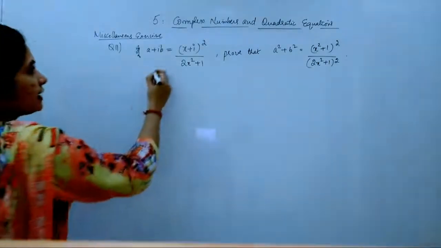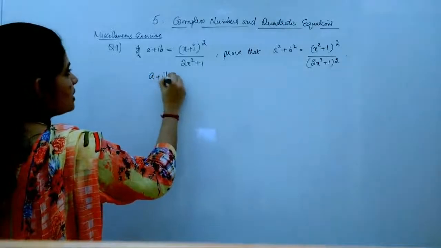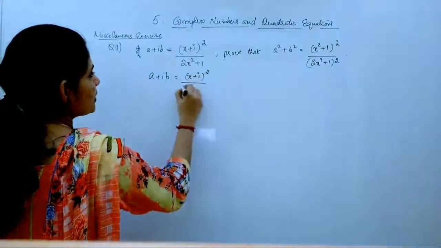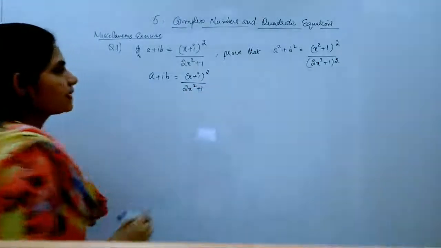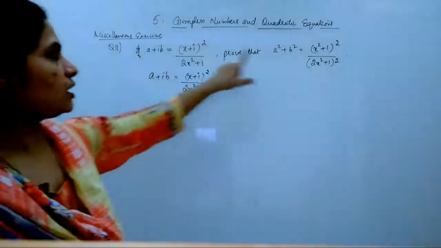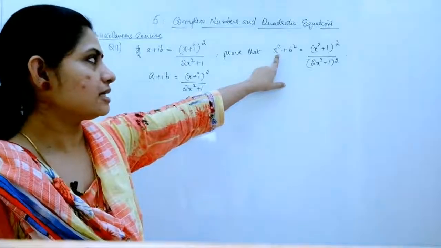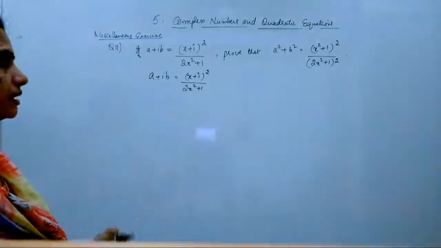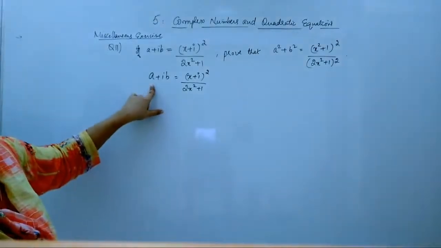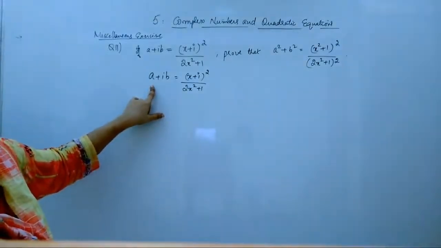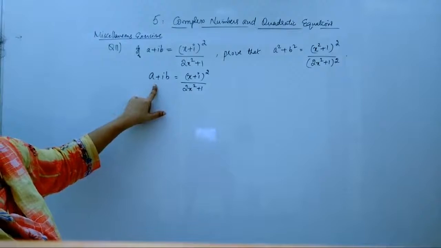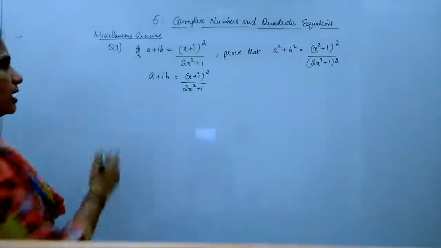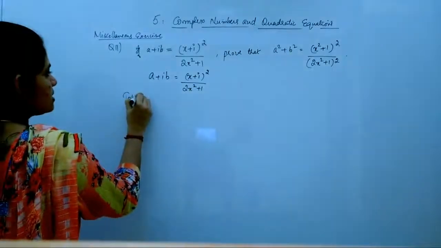So the given fact is a plus ib is equal to (x plus i) the whole square divided by 2x square plus 1. And the thing which we need on the left hand side of the proof is a square plus b square. And how will we get a square plus b square term? If we take the modulus of this, we will get root of a square plus b square as the term on the left hand side. So the first process is to take the modulus on both the sides. Okay, so taking mod on both sides.